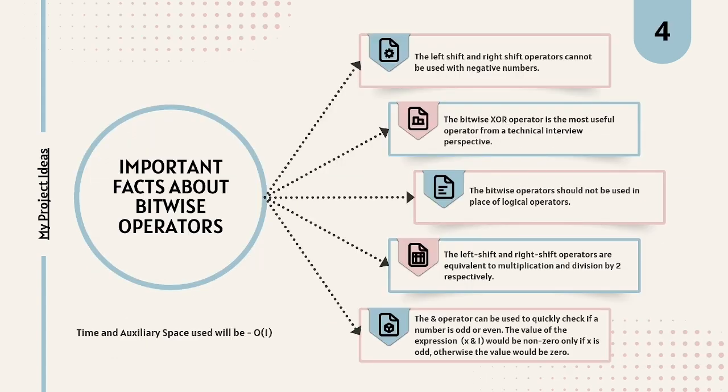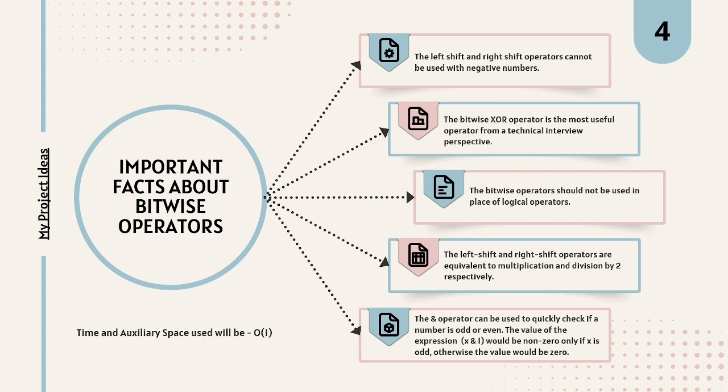So what are some of the important facts about bitwise operations? Remember, the most important fact is that the time and auxiliary space will be constant. Yes, guys, it's big O of 1. The left shift and right shift operators cannot be used with negative numbers. Crucial to remember. The bitwise XOR operator is the most useful operator from a technical interview perspective. We have already seen why in the previous video.